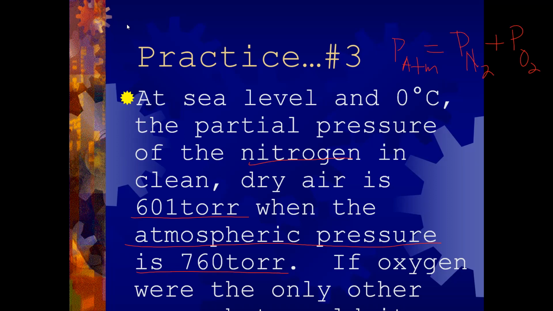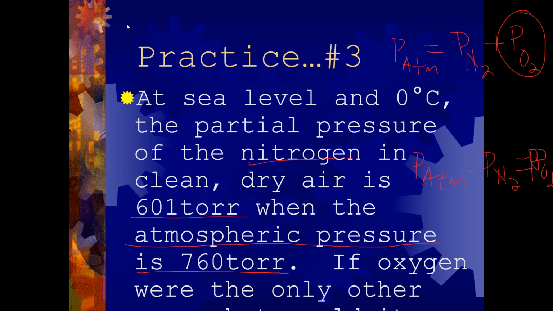Well, since we don't know this, we need to solve for that. And that's going to be P atmosphere minus the PN2 is equal to PO, the pressure exerted, oh, sorry, that's a funky one, the pressure exerted by the O2. Okay, so in order to do that, you just got to subtract.